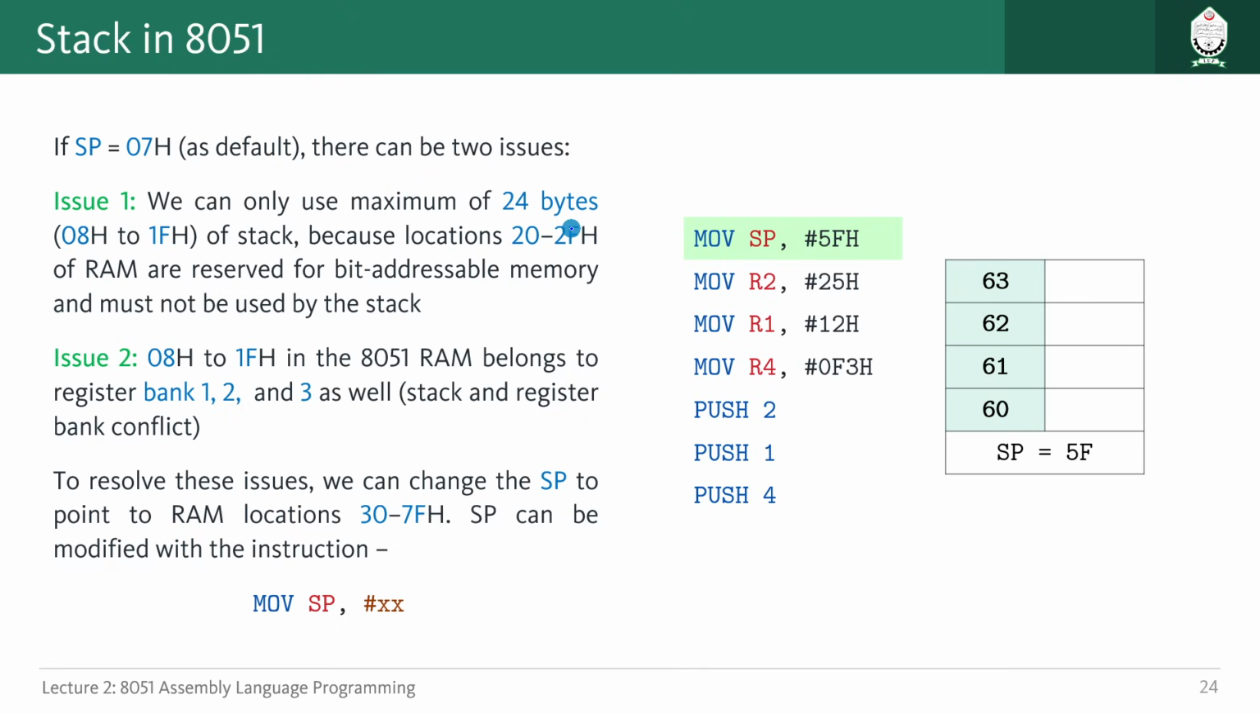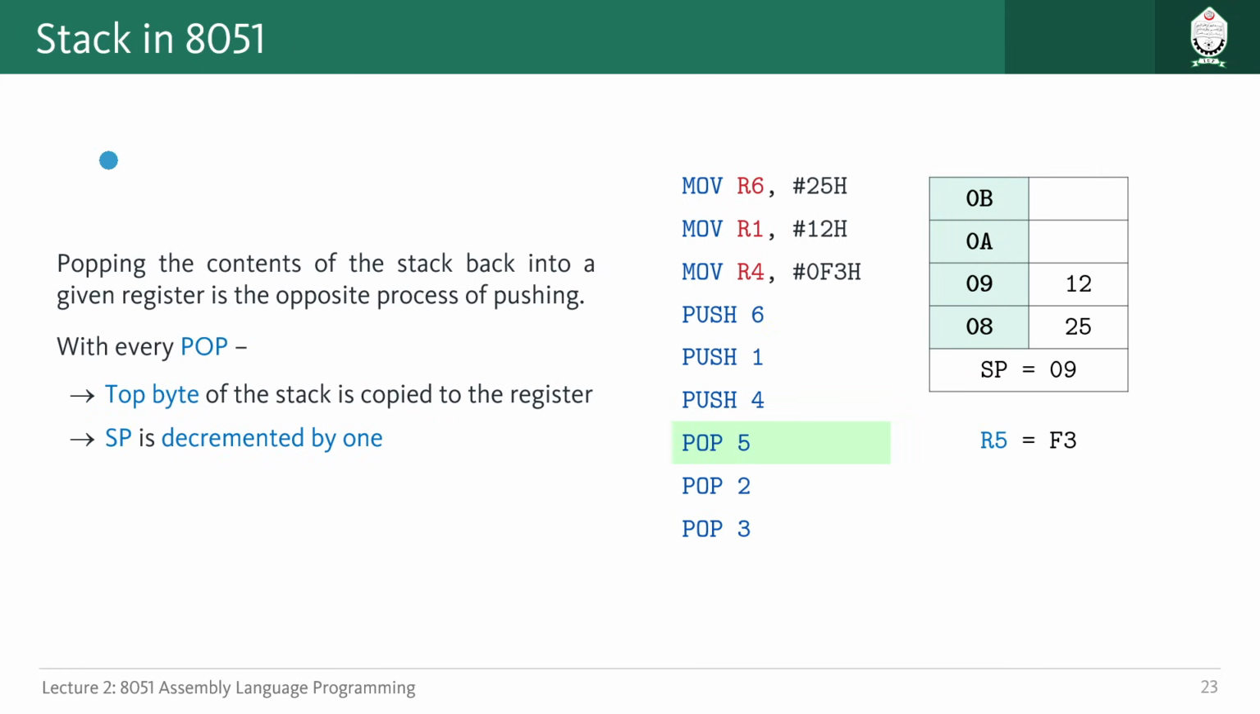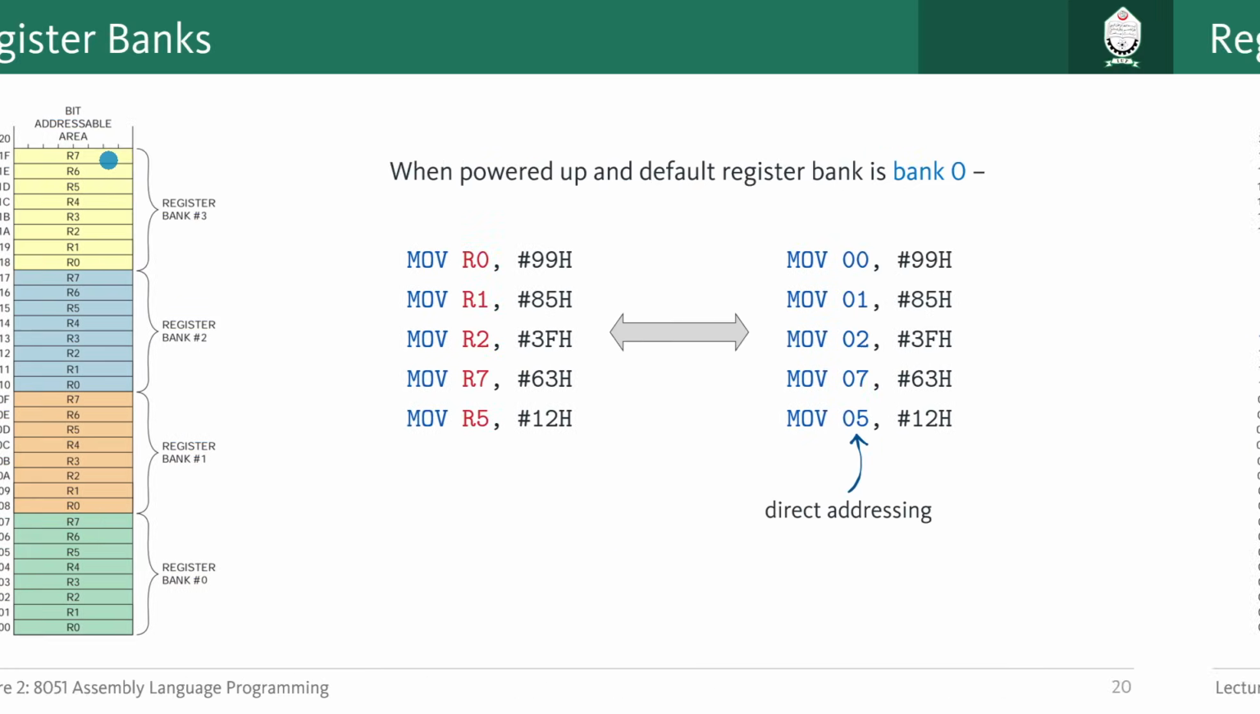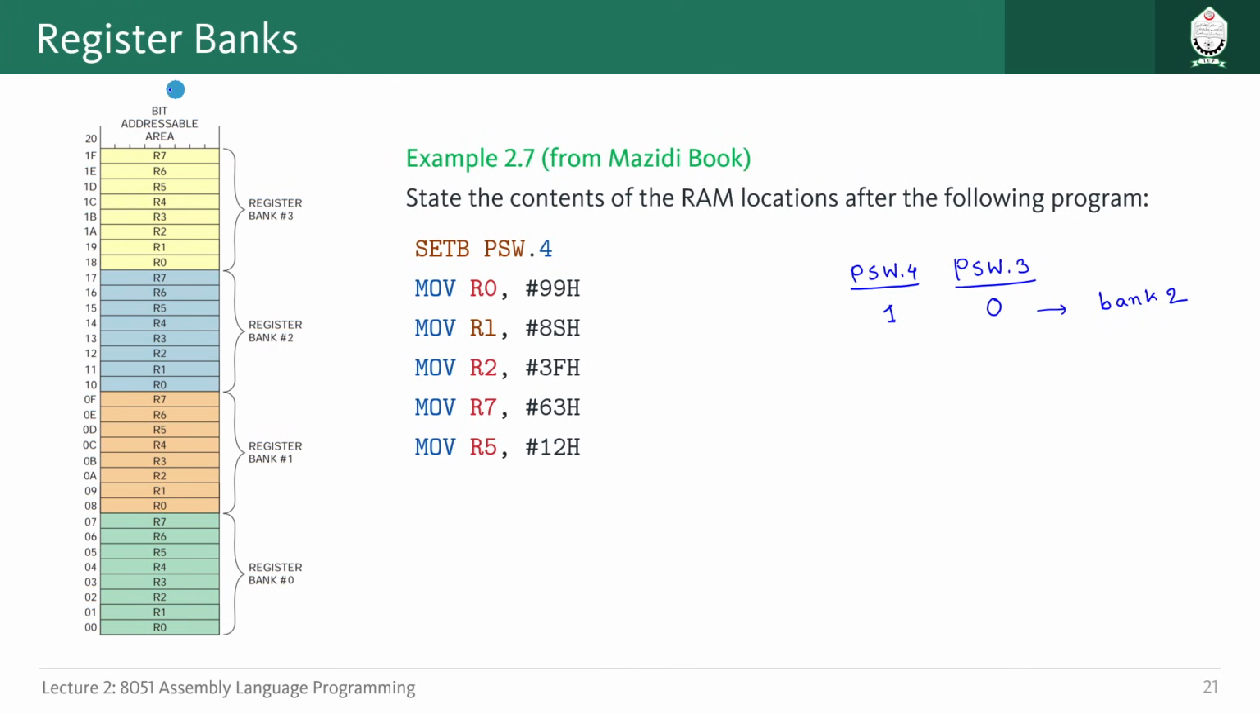Another problem is, if we start with this default address for the stack pointer, the stacking will start from 08H. So if you remember from your previous discussion, let us look at that. Here we can see these are the 4 register banks we have. Whenever we are talking about the stack and the stack pointer starting from 07H, we are going to start stacking from 08, then 09, 0A. In this way upwards it will go up to 1F.